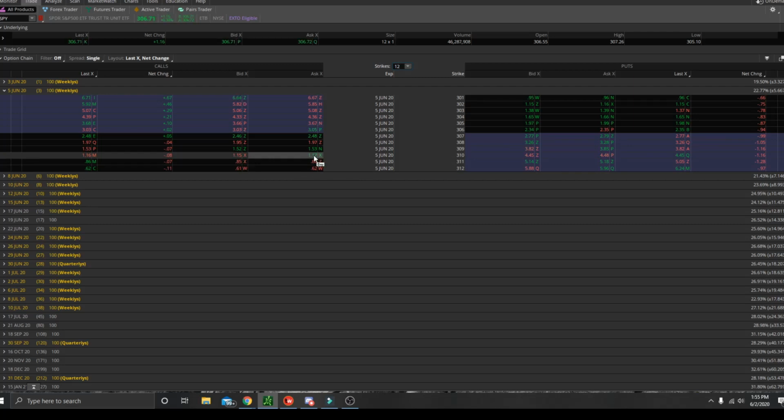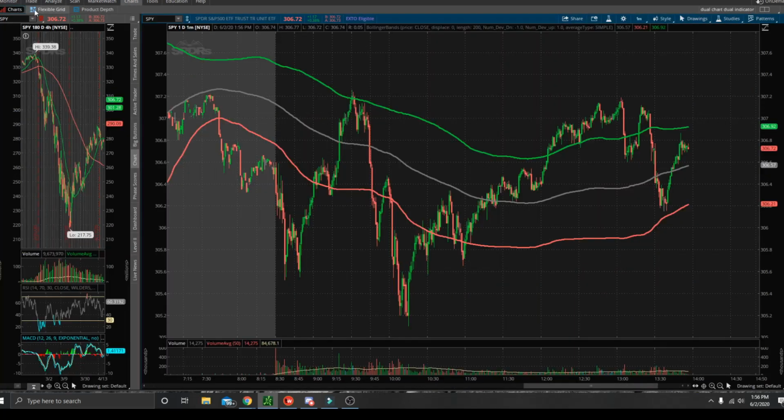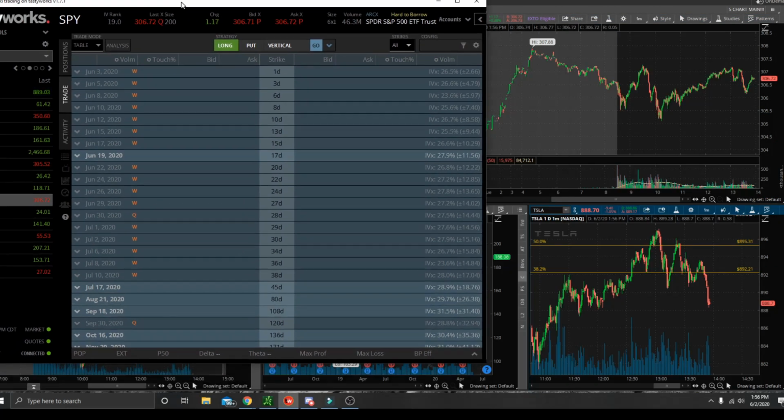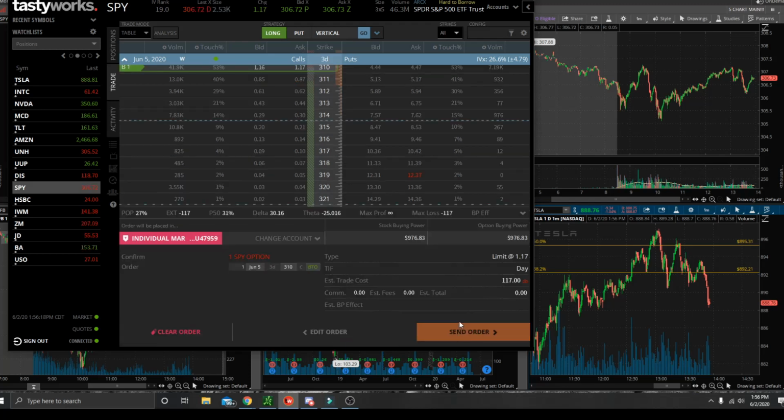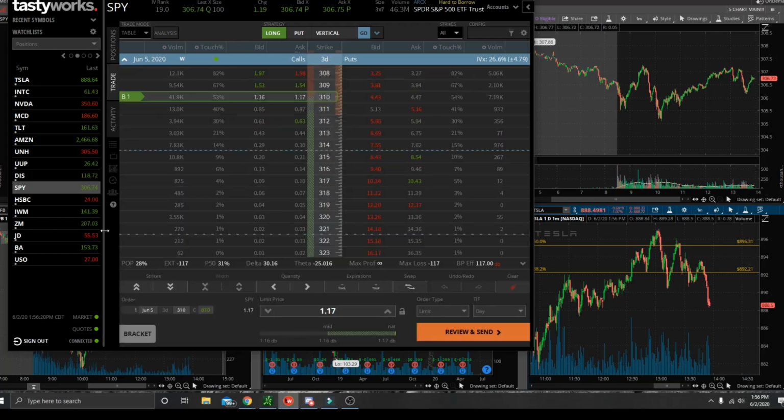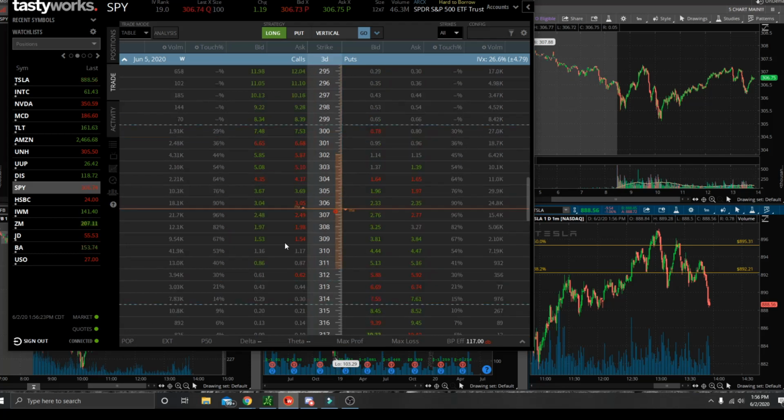Again, I don't trade weekly or daily contracts as much as I do longer term contracts. If I were to show you my portfolio right now, most are June, July, August, September contracts. And again, I usually trade on Tastyworks, so let's say I was finding the trend, I would just go over here, 310, review and send. I'm not going to do that though, but that's what I would do because I like Tastyworks better.